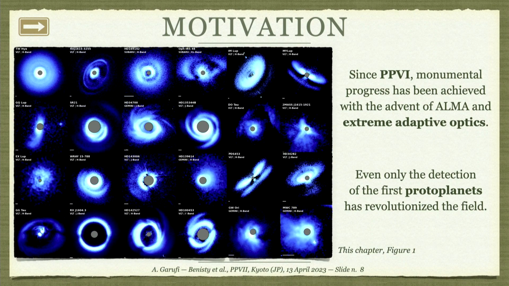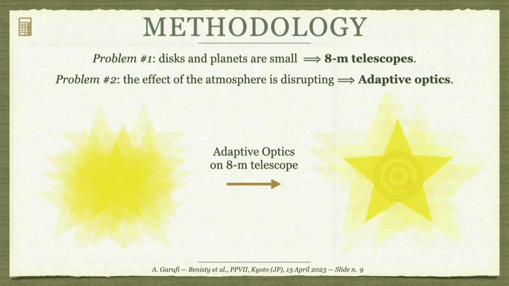So all these questions were somehow tackled much better in this last decade, thanks to ALMA, yes, but also in parallel thanks to high contrast imaging in the visible and in the near infrared. And this is the chapter that we wrote. In particular, this is thanks to the extreme adaptive optics techniques and systems that we have now, and I will tell you in a few slides. And as I told you, even only the first detection of a protoplanet has revolutionized the field. This is a collection of disks that basically represent the pinnacle of our capabilities to actually detect and characterize planet-forming disks in the near infrared.